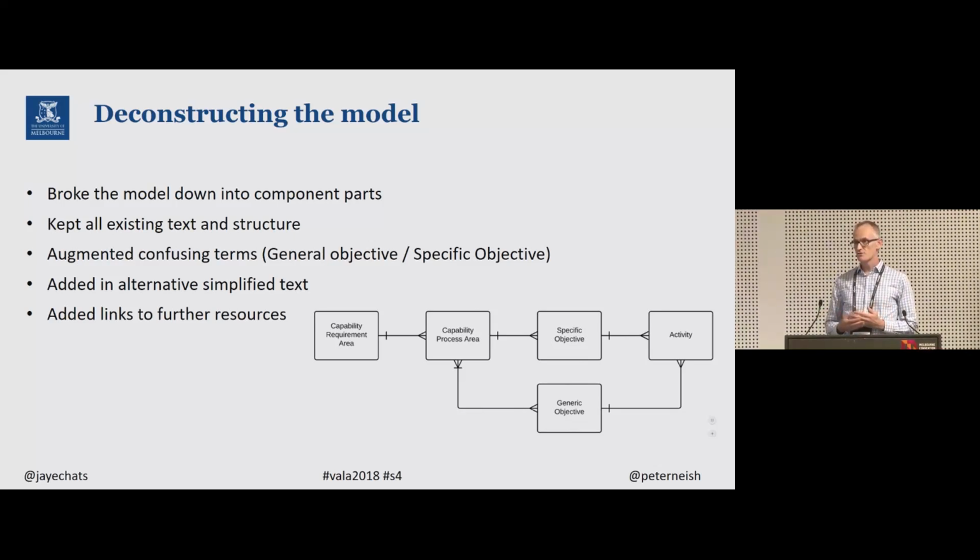As Jay said, we wanted to augment that with simplified versions of many of the concepts and text. We wanted to add in extra links to further information. So we wanted to let people find, when they discovered their level, the level of maturity that the model was suggesting, where they could find more information on improving that or finding out alternative sources of information.